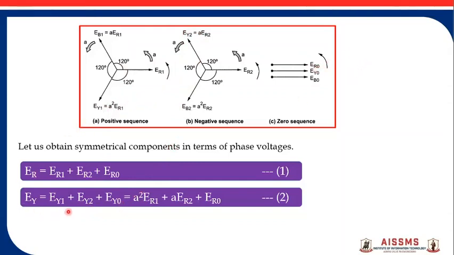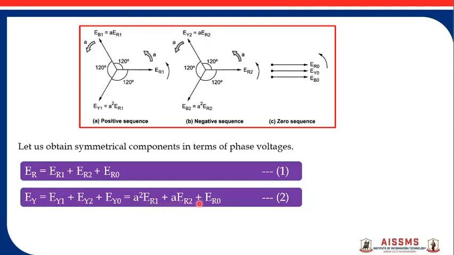So replace EY1 and EY2 in terms of ER1. EY1 is nothing but A square into ER1, so it is replaced by A square into ER1. EY2 is nothing but A into ER2, so it is replaced by A into ER2, and EY0 is the same as ER0.